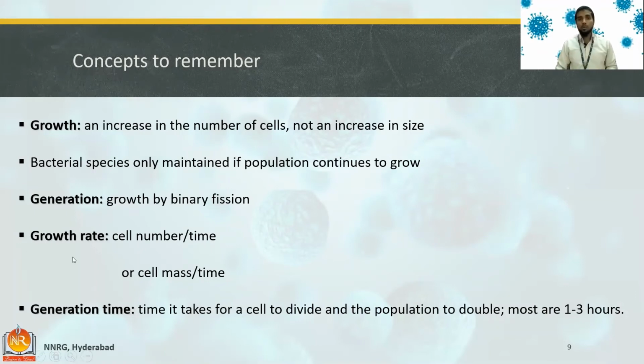Then growth rate. What is meant by growth rate? Whenever we use the term rate, it means there will be a denominator of time. So if I say 10 microorganisms have grown in 10 seconds, the rate of growth will be 10 microorganisms per 10 seconds. That is the growth rate. How is it counted? Cell number by time or cell mass by time. Next is generation time. The generation time means the time taken for a bacterium to double in number. If 50 bacterial cells are present, the time taken for these 50 cells to become 100 is the generation time.